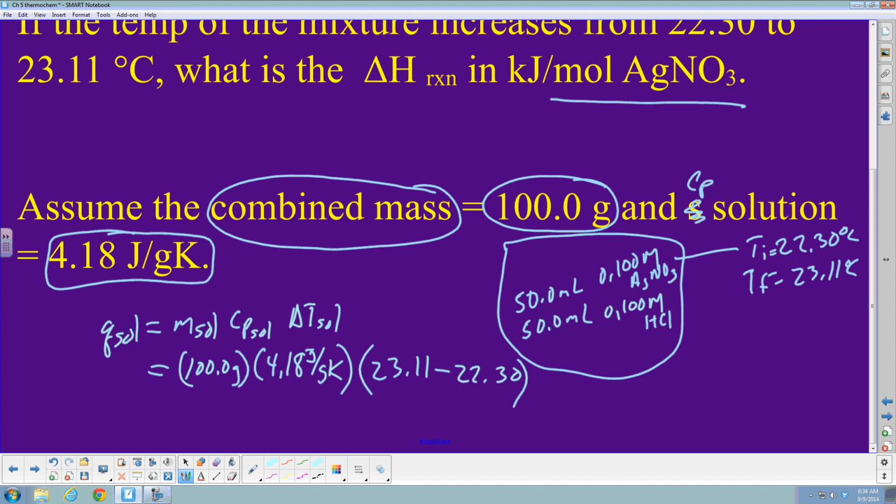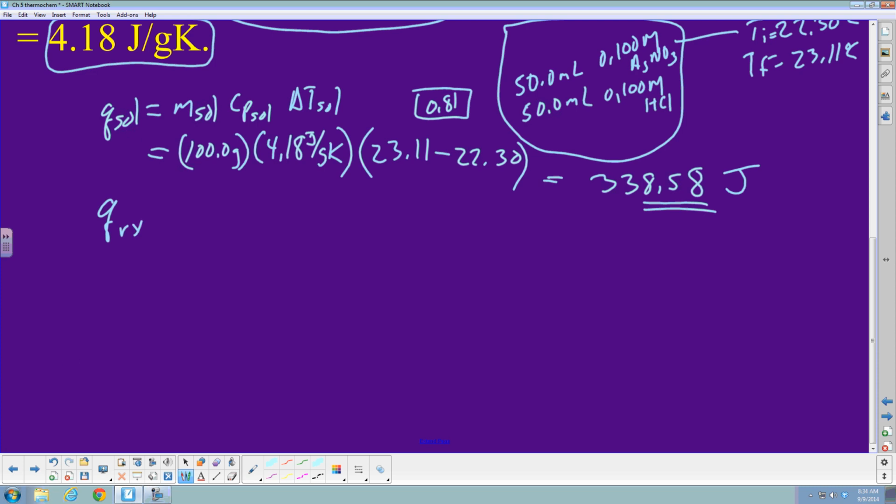Good. Let us run some numbers here. 23.11 minus 22.3, and out of this I'm going to get a 0.81. Now notice, this is going to drive my sig figs. Good. So I have 0.81 times 4.18 times 100, and I get 338.58, although I can only get 2 sig figs out of that, so I'm going to carry these through. So this is my Q solution. Got it. Great. Now what do I want? Well, after I get Q solution, I want Q reaction, which is equal to the negative Q solution, which must be equal to then 338.58 joules negative, right? It's always the opposite.